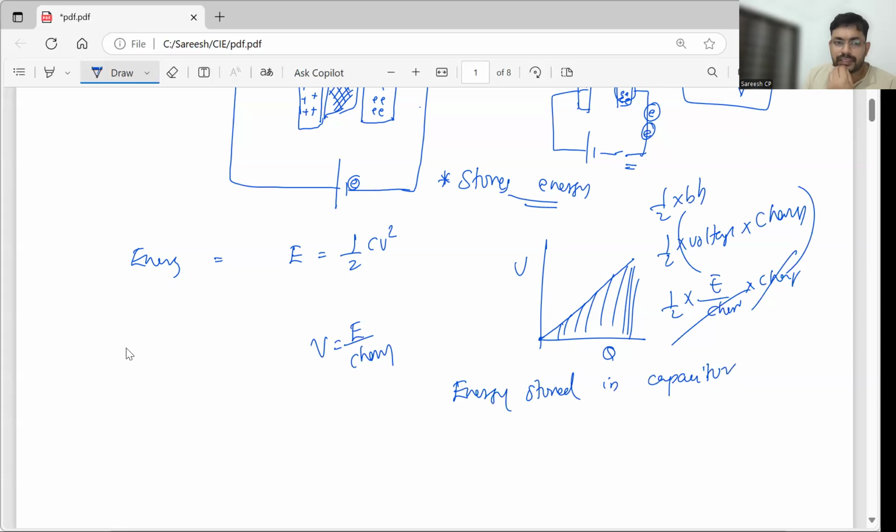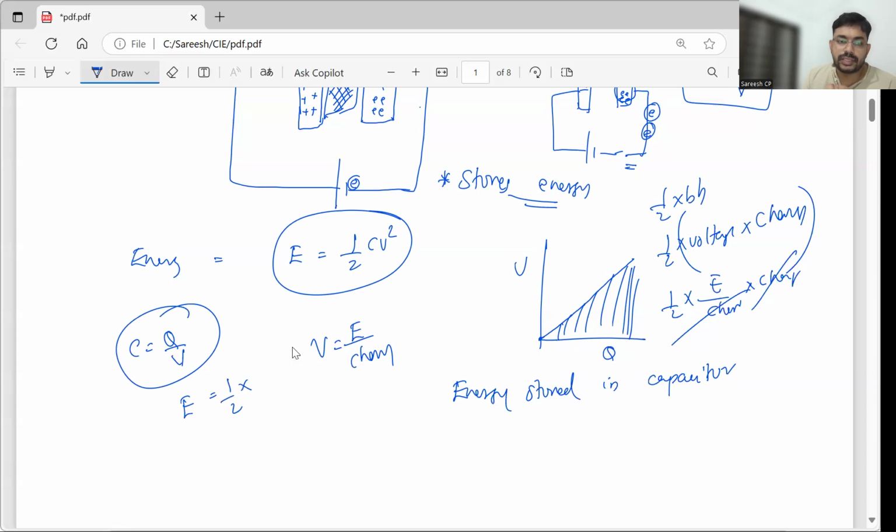But we know that C is equal to Q over V. We can replace C with Q over V in this. So E is equal to half into C, which can be written as Q by V, into V square. So V square and V gets us energy is equal to half QV.